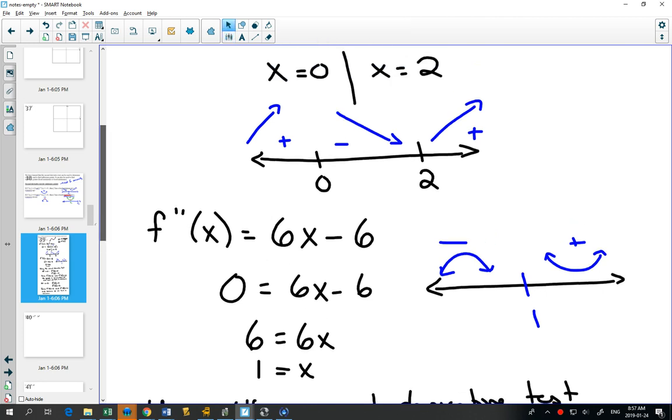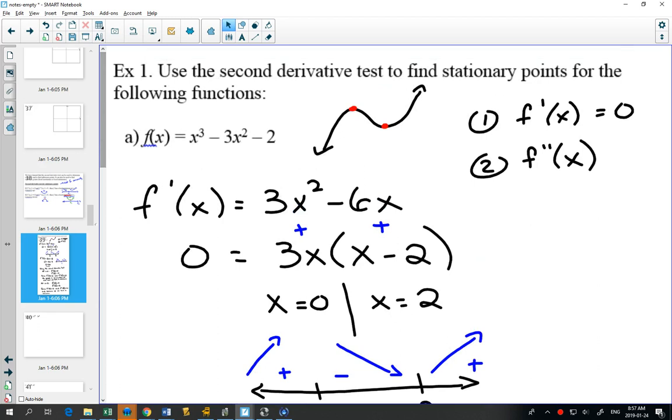Going back to our original picture, what we just found, x equals 1, is this point right there. And this section of our graph is concave down, and this section of our graph is concave up.